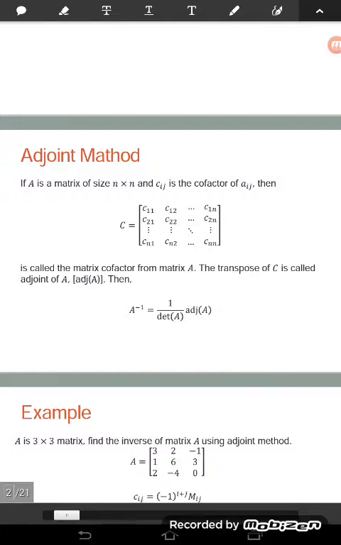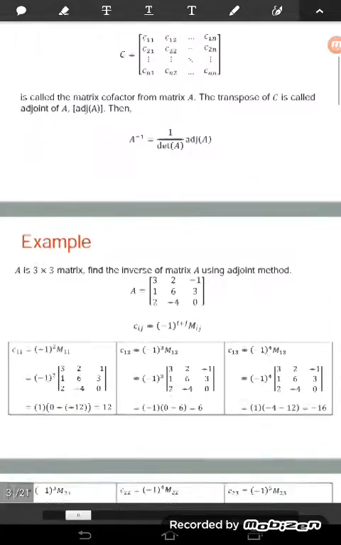Okay, so the transpose of this cofactor matrix is called the adjoint of A. So for the adjoint of A, we do a transpose of the cofactor matrix. Then the inverse of matrix A we find by using 1 over the determinant of A multiplied by the adjoint of A.